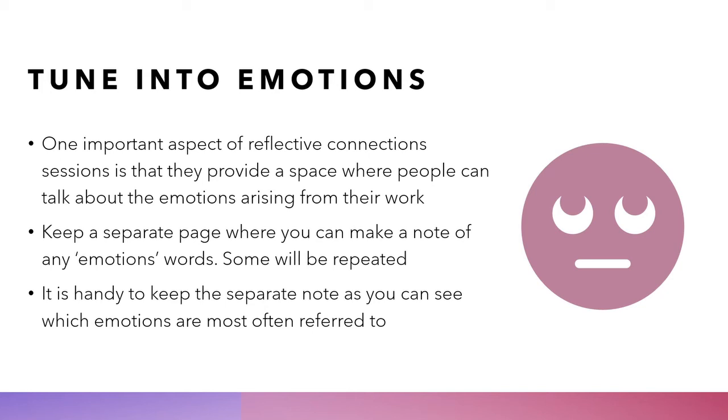I would suggest that you keep a separate page where you make a note of any emotion words. So if anybody says an emotion, whether it's positive, negative, whatever it is, write that down. I usually use a separate page. I think it's handy to keep them as a separate note because you can see which emotions are more often referred to. And when I'm feeding back from the connector role, if the emotions have all been very, very different, then I wouldn't feed that back.